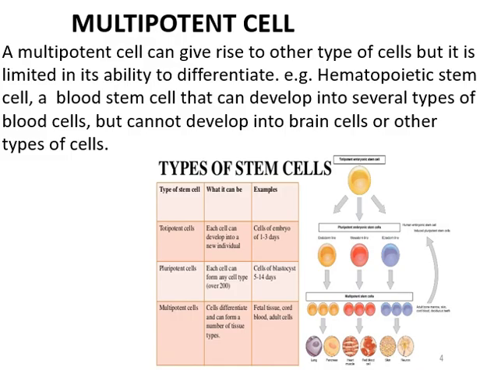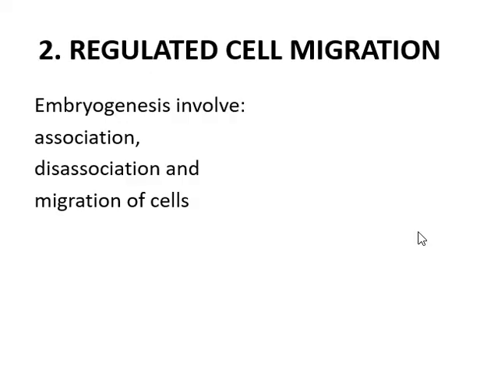Now coming to the second point, that is regulated cell migration. Embryogenesis involves association, dissociation, and migration of cells. That is, first these cells are associated with each other. When we want these cells somewhere else, then they will show dissociation due to some molecular processes. Then dissociation will cause the migration of the cells. So regulated cell migration is involved in development.